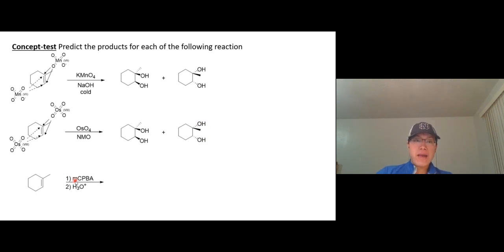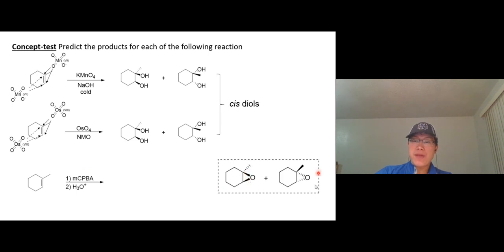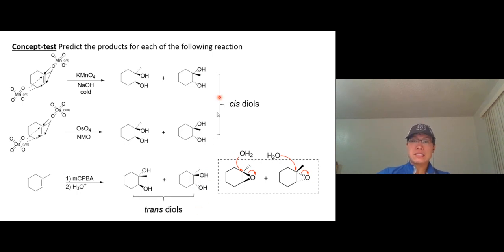Down here, mCPBA, meta-chloroperoxybenzoic acid. This is a peroxide that will form an epoxide ring right there. All right, and then we open the ring with the acid. The oxygen becomes protonated and reactive. Water attacks the more substituted carbon. You get that one, and for the other one, the peroxy acid approaches from the bottom, so you get the bottom epoxide on a dash, and then water will attack from the top face. Here we go, you get that. All right. So we have trans diols here. This is cis diols.